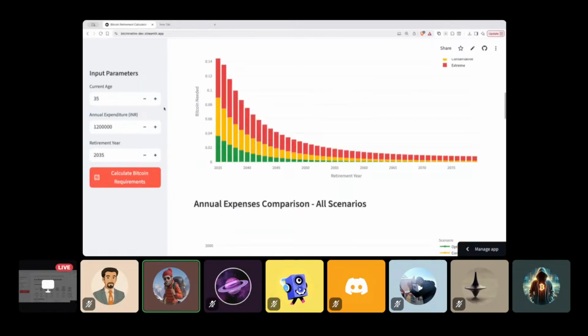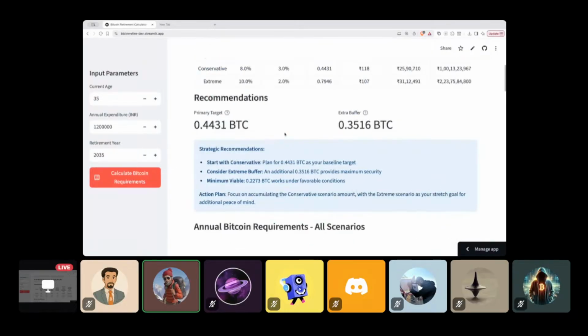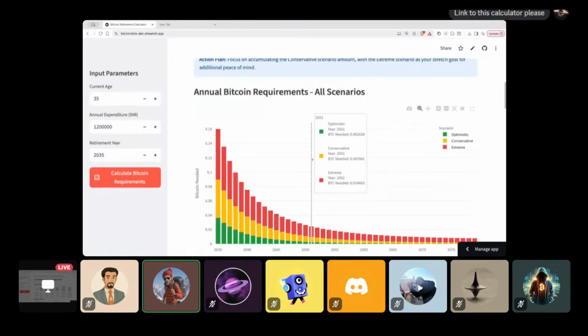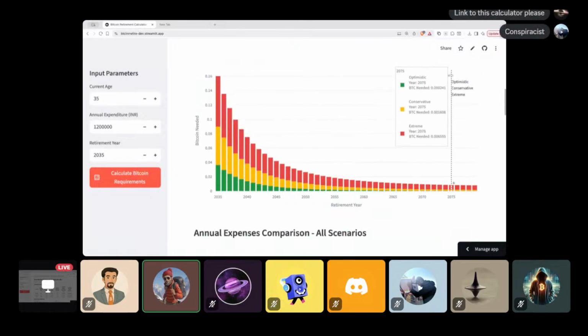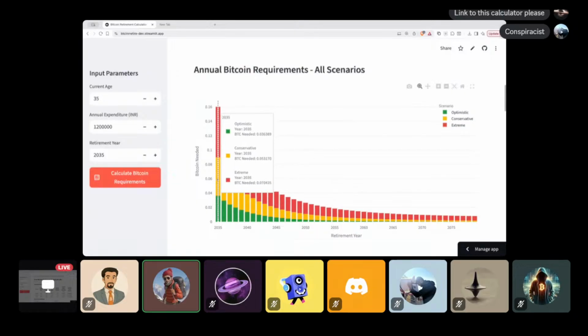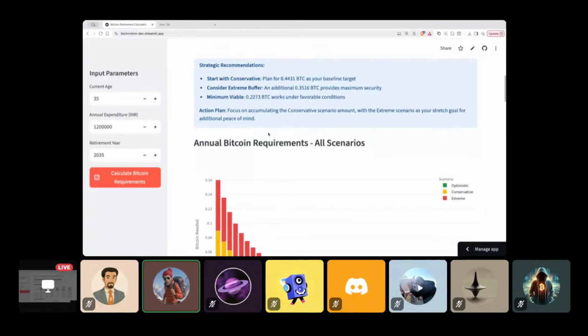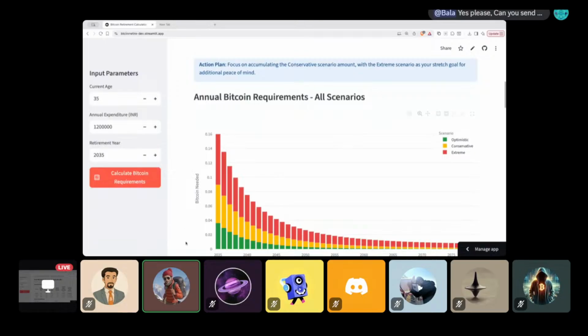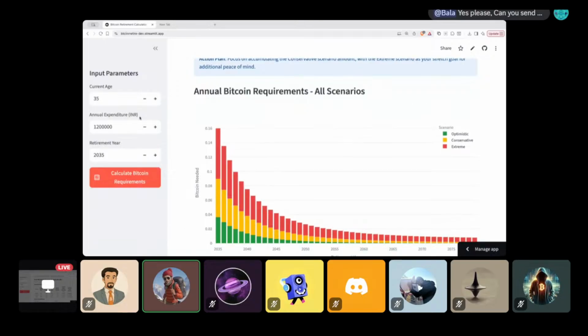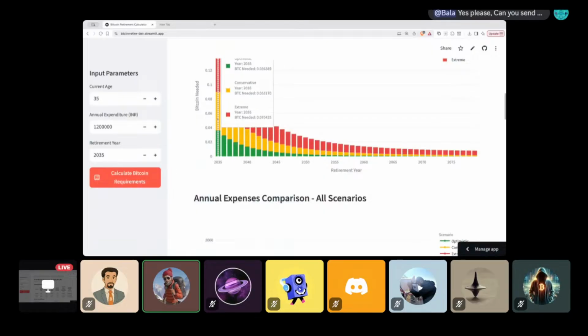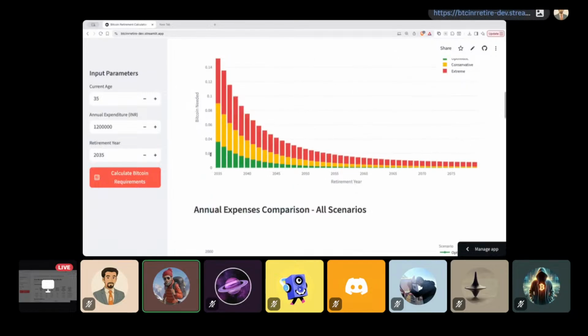And following that, there is some text that basically explains what I explained to you here. Then this is a plot that shows you how you will spend down your stack. Let's say you have accumulated this 0.4431 BTC, and now you are in the year 2035, and you are going to live off of your 0.44 BTC. This is how you will spend down your stack. I have plotted all three cases.